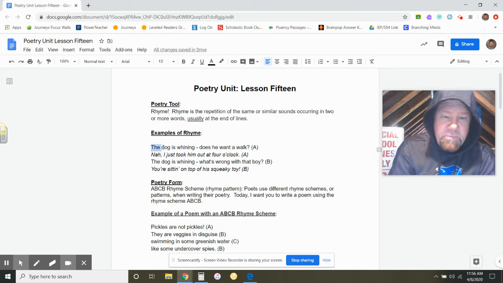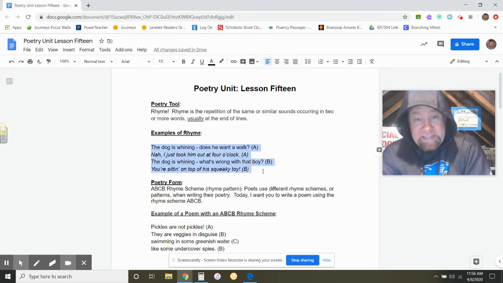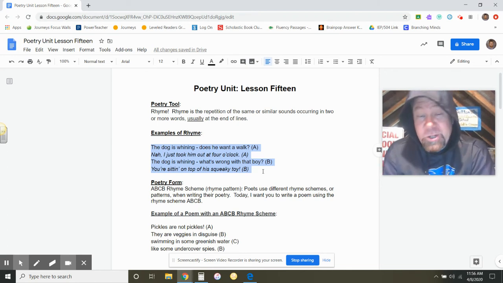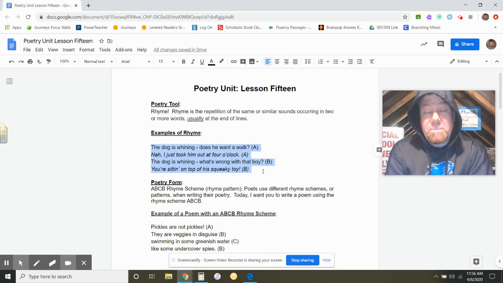This is a stanza of a poem I've actually written. You see letters at the end of the lines. Those normally, if you type up your poem, you're not going to include those. They're there to show you the particular rhyme scheme or rhyme pattern that I am using. Okay, so the first line is, the dog is whining, does he want to walk? Nah, I just took him out at 4 o'clock.